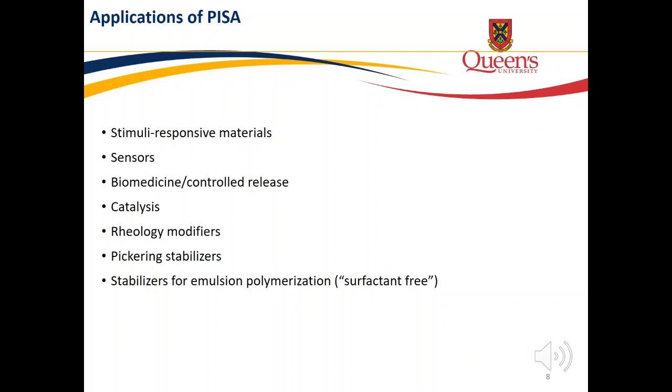There are many applications of PISA, and if you look at the review papers, you'll get a sense of these, and some of you may have heard of some of these already. Stimuli-responsive materials, biosensors, a very large body of research on biomedicine or controlled release materials, catalysis, rheology modifiers, Pickering stabilizers, and one of the earlier routes, which was the Ferguson paper I refer to, as stabilizers for emulsion polymerization. And you will often see this work referred to as surfactant-free emulsion polymerization or surfactant-free latexes.